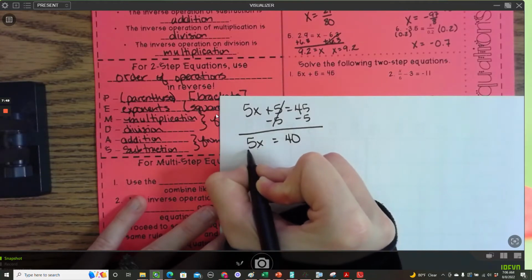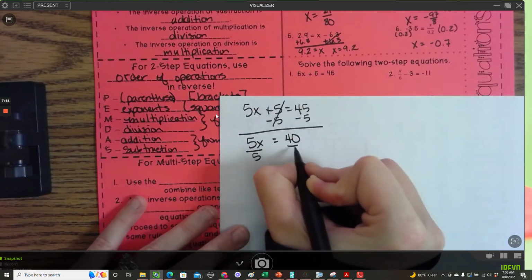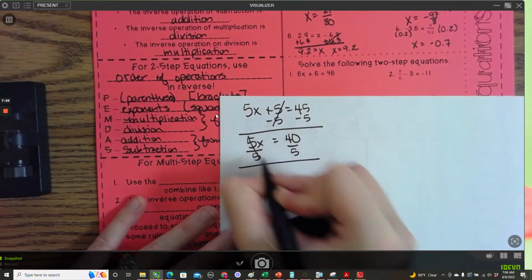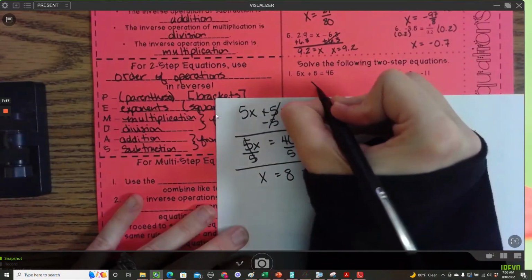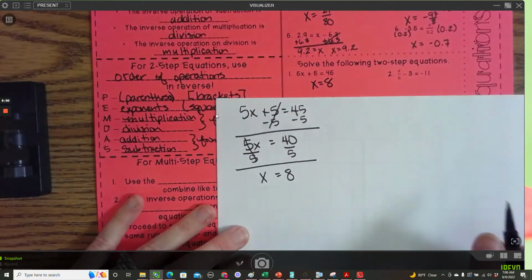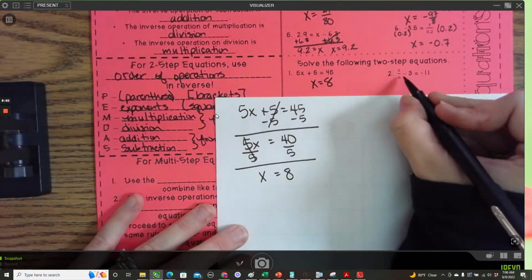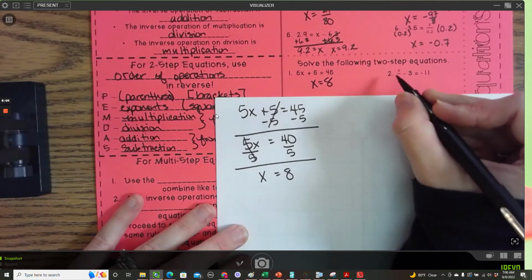The x is being multiplied by 5. So I do the opposite, and I divide. 40 divided by 5 is 8. Okay. Looks like a fraction, but it's actually division.